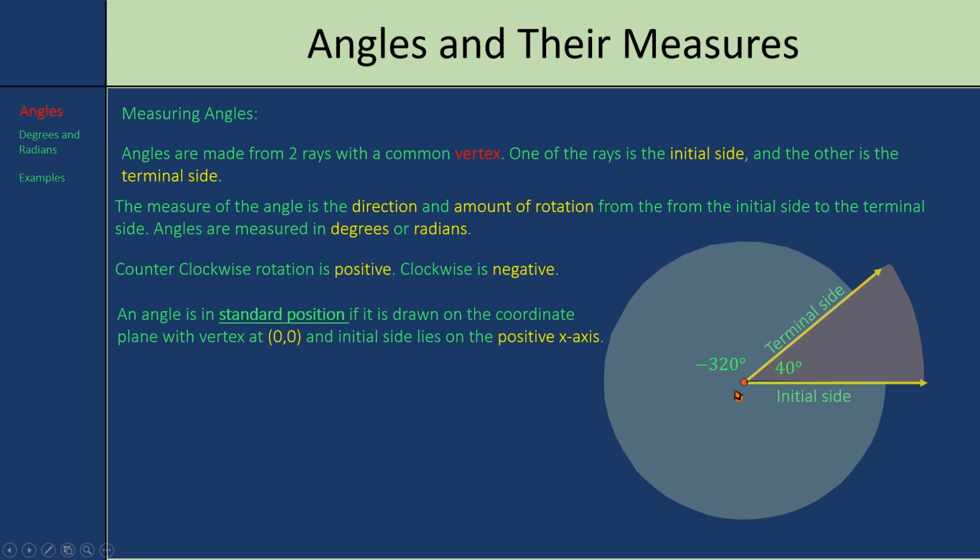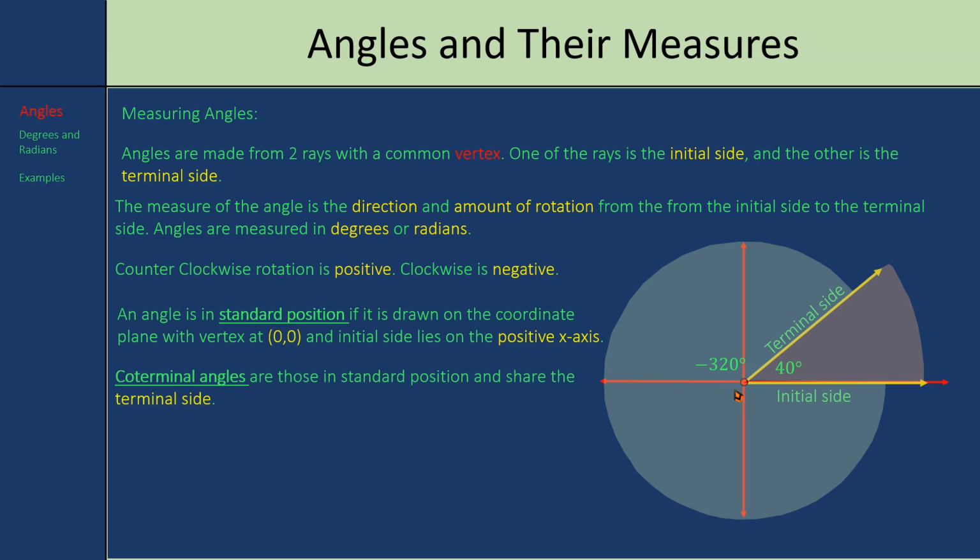An angle is in standard position if it is drawn on the coordinate plane with the vertex at 0, 0, so the origin, and the initial side lies on the positive x-axis. So like this. If your angle is on there, vertex at 0, 0, initial side on the positive x-axis, this is called standard position.